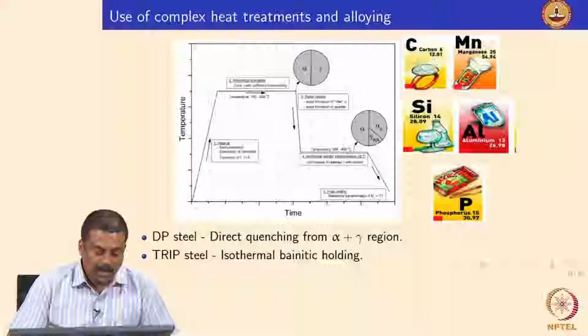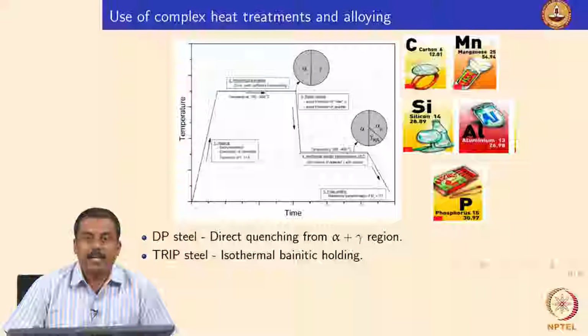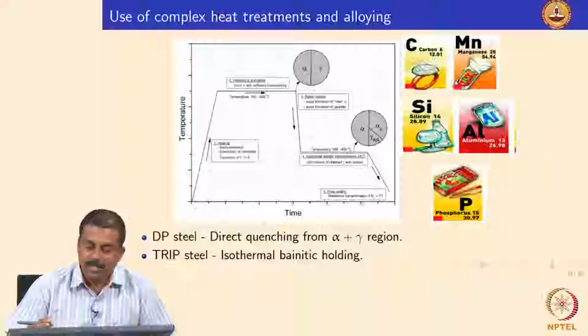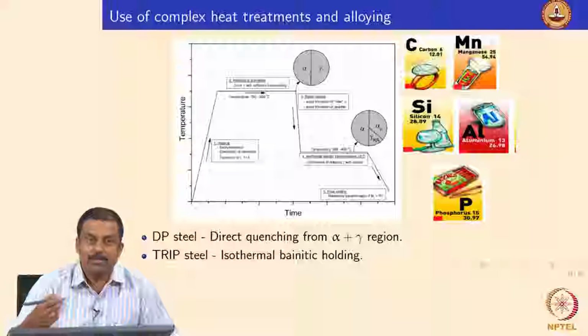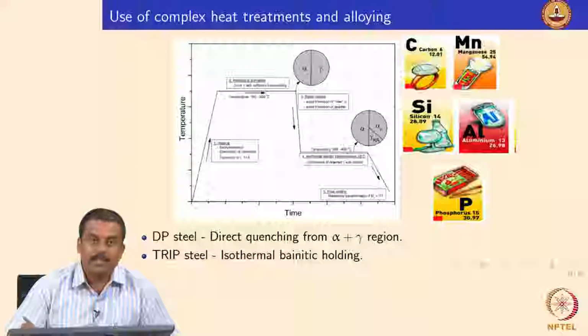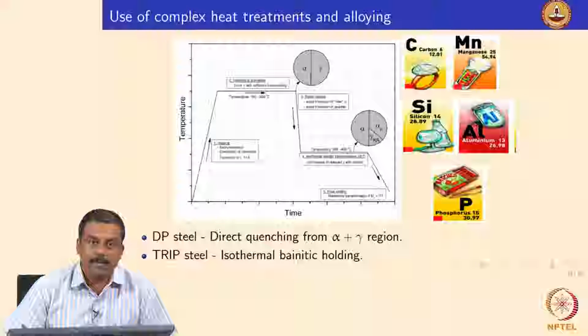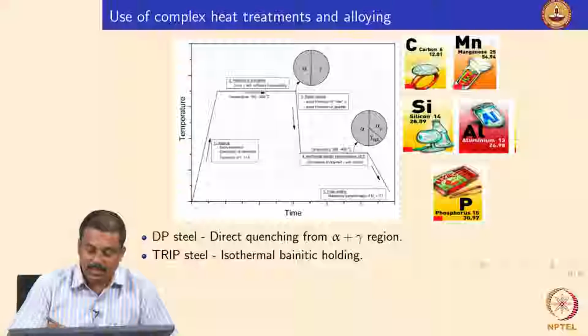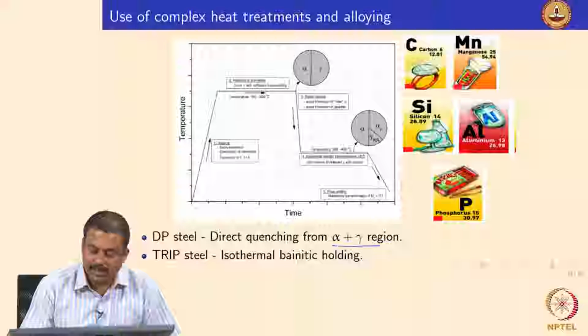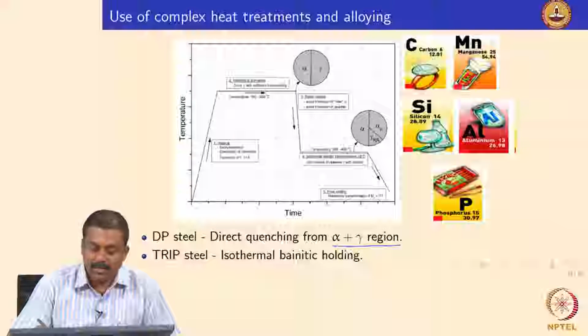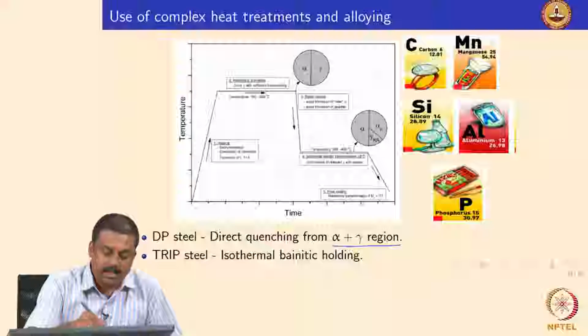Yeah, a quick recall from this slide. We were looking at the microstructure of dual phase steels, how we get the two phase microstructure, ferrite and martensite. Instead of taking the steel into the fully austenitic region, we take it to a temperature where both ferrite and austenite are coexisting. That region is known as the alpha plus gamma region, or intercritical region.